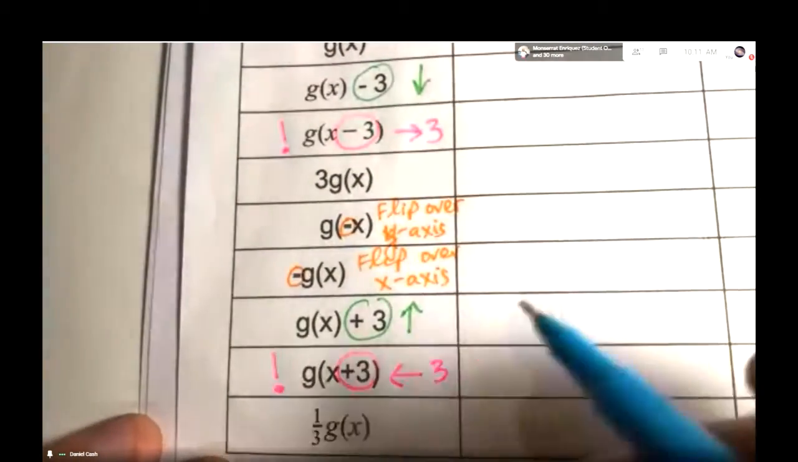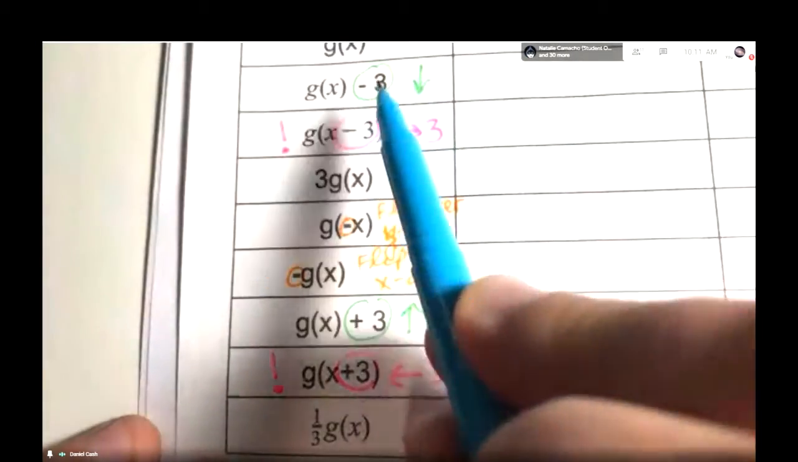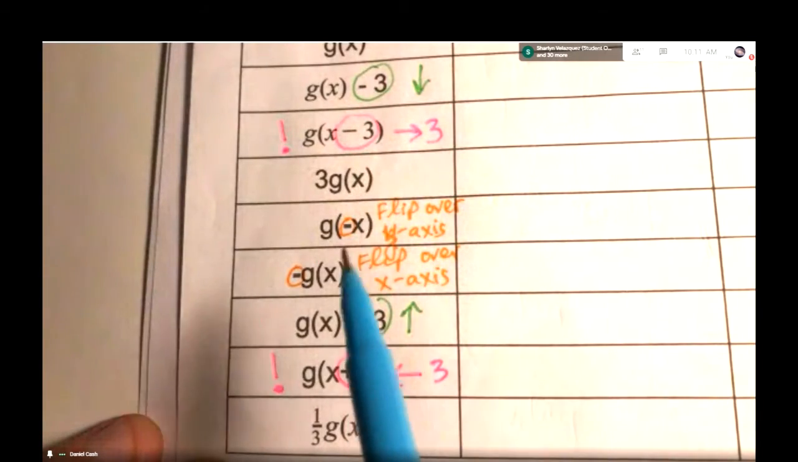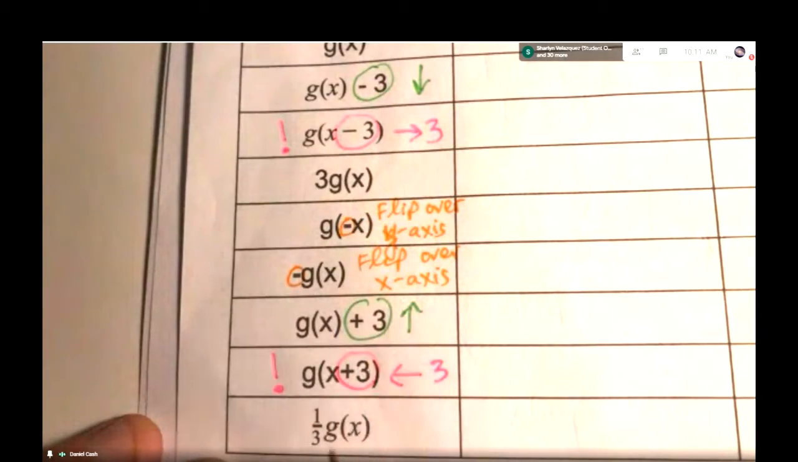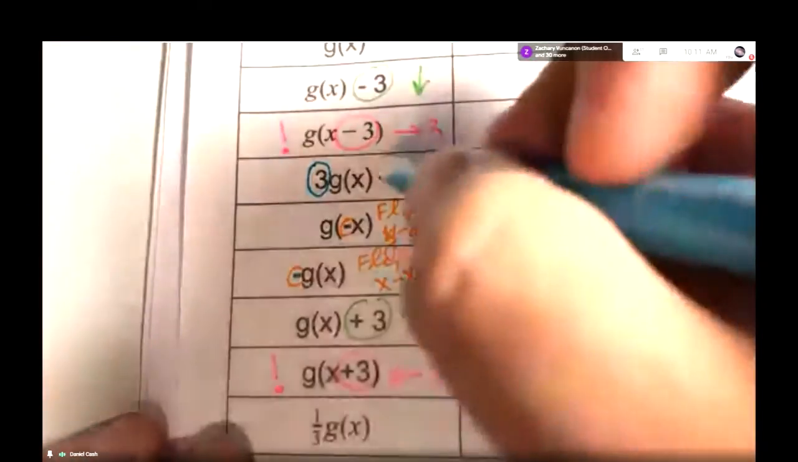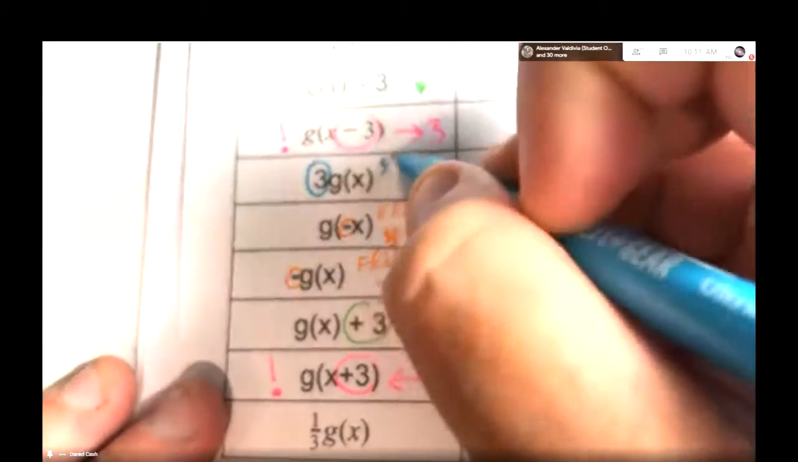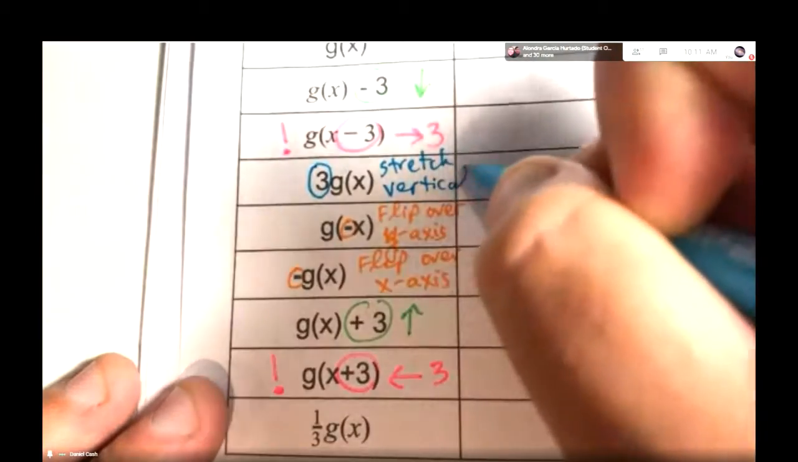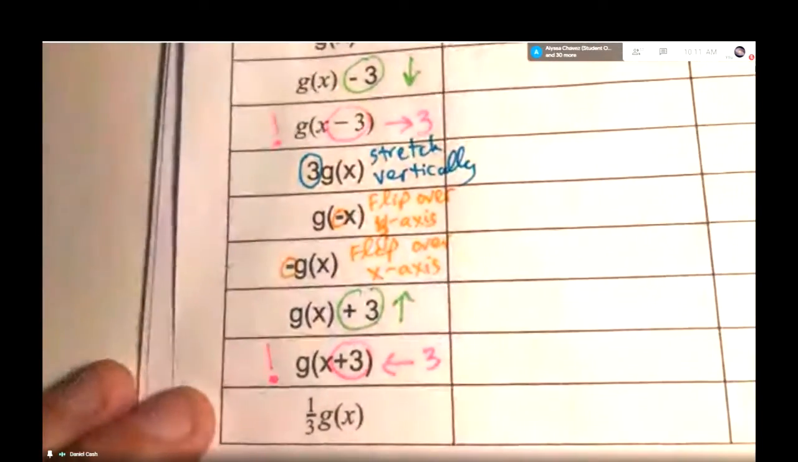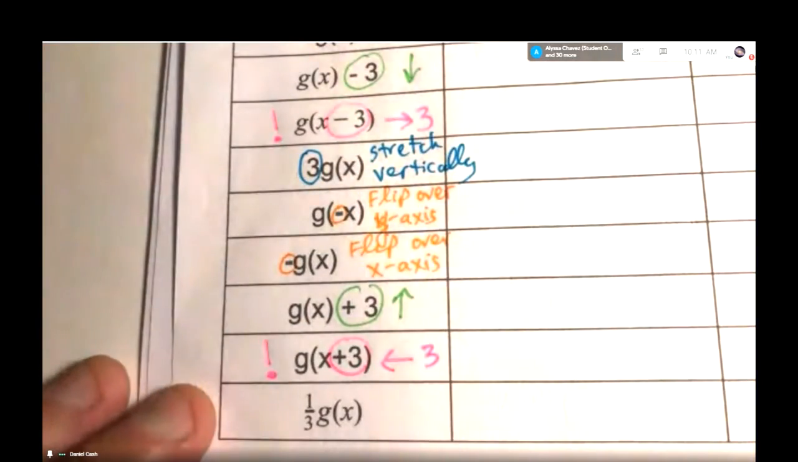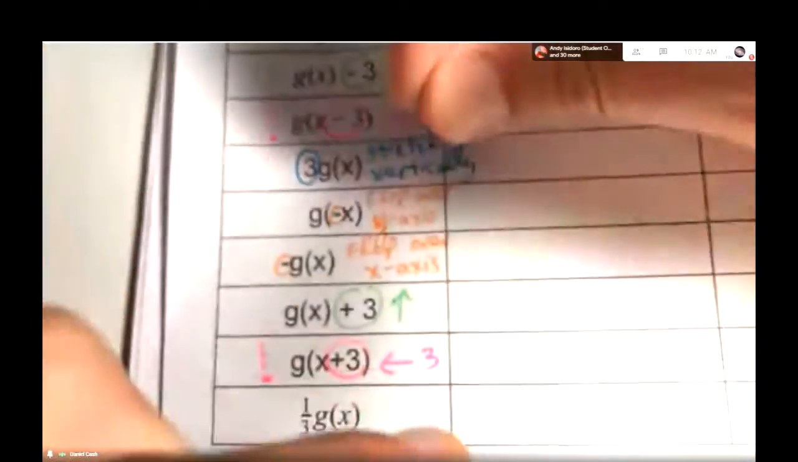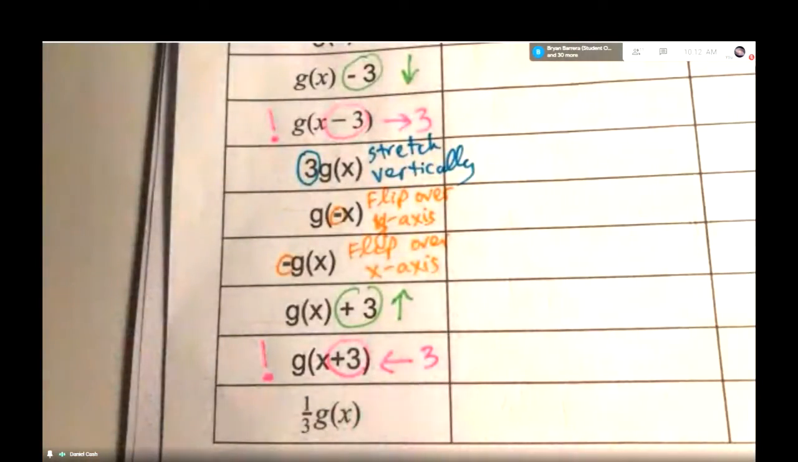Alrighty. So we have subtracting from the outside, adding to the outside, subtracting from the inside, adding to the inside, and then we have negatives which flip the function. Now, what about a multiplier? This is going to stretch the function up vertically. It's going to make the function grow 3 times bigger in the y direction. So think of it like bubble gum that you're taking and stretching vertically, okay?